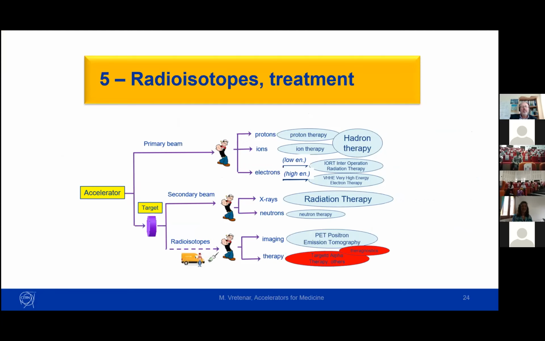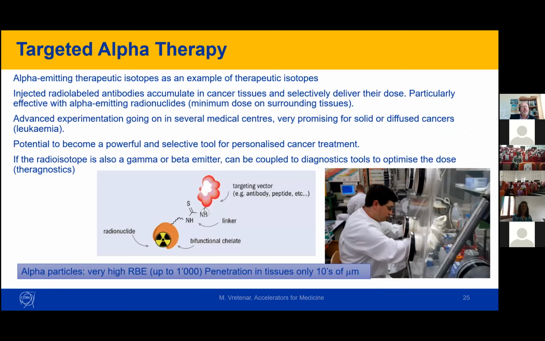And then I will finish my review of applications with the use of radioisotopes also for therapy. So there are different techniques that are now in advanced trial phase of treating tumors by injecting isotopes that are connected to antibodies that can stick, for example, to a tumor cell, and the radioisotope releases its radiation on the tumor.